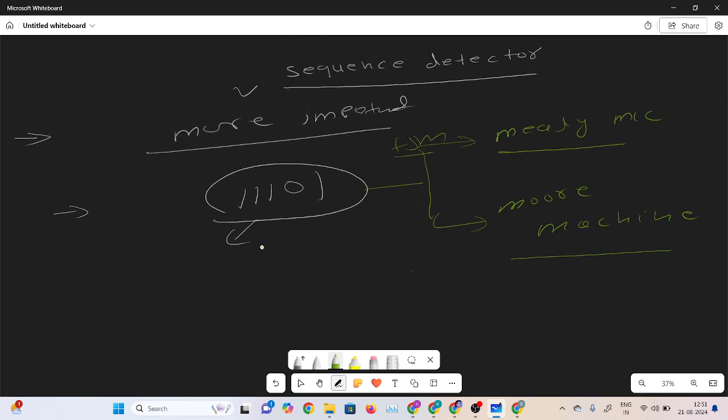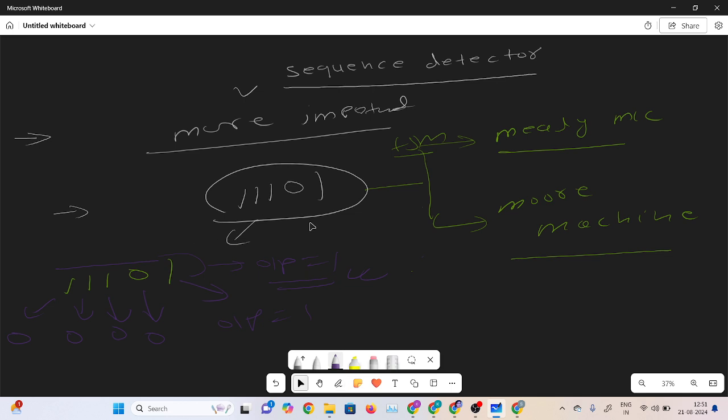So here I am just telling. Suppose we need to detect this sequence 1, 1, 0 and 1. If the first 1 is detected, then output will be zero. If the second one is detected, output will be zero. If this 0 is detected, output will be zero. And when this last 1 is detected, then output will be one. Means if the complete sequence is detected, then output will be one, otherwise output will be zero.